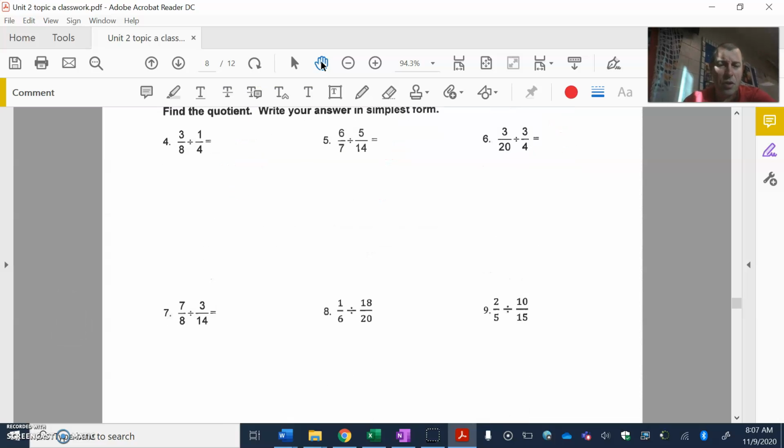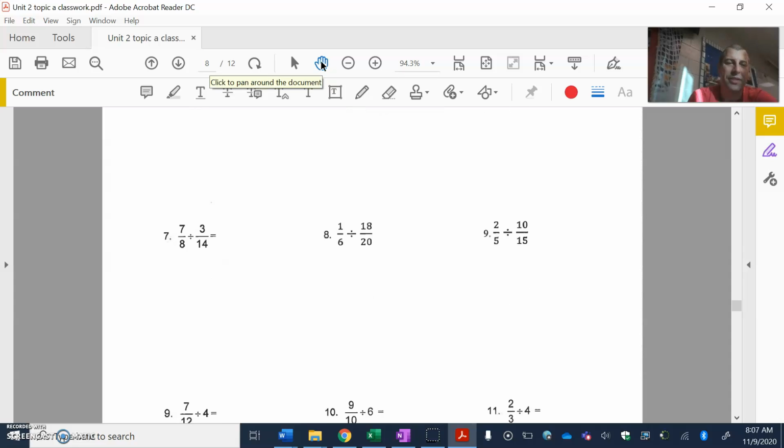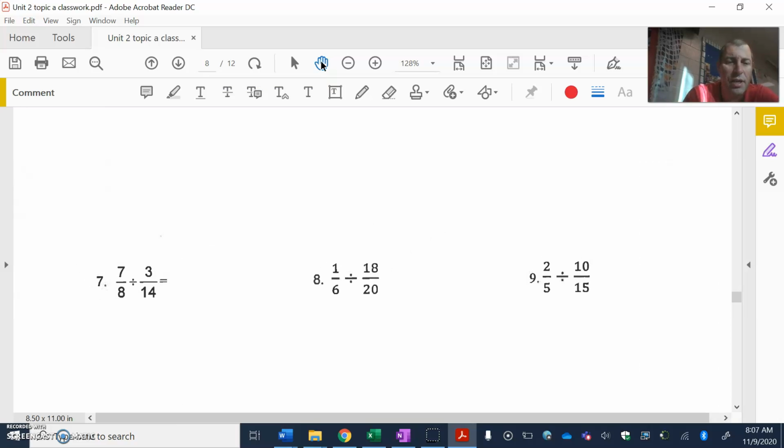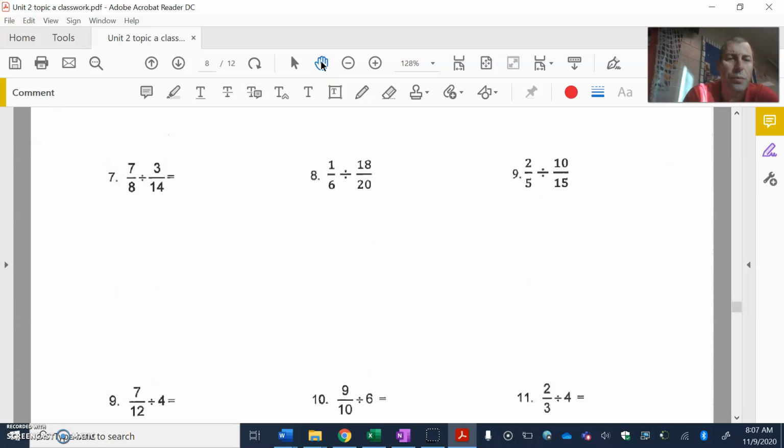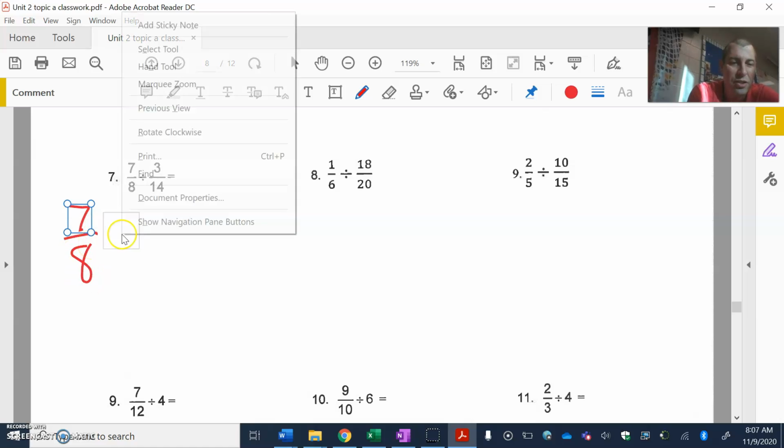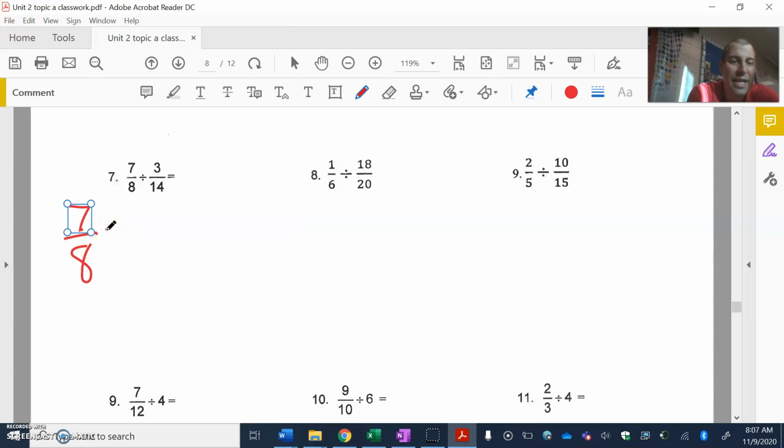So let's remind you of just 2 things, and then we'll get you guys going here. I'm going to go after question number 7. The thing we want to keep in mind is, one, we never divide with our fractions. We rewrite it as a multiplication problem. And to do that, we leave the first fraction alone, we change it to a multiplication problem, and then we take the reciprocal of the second fraction.